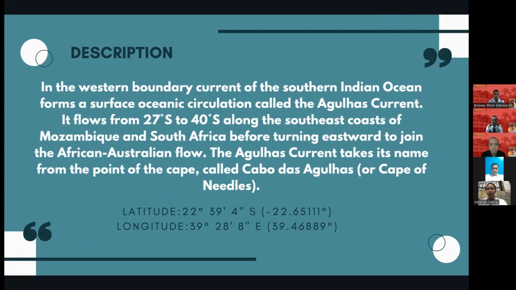The Agulhas Current takes its name from the point of the cape, called Cabo das Agulhas or Cape of the Needles. Its latitude on the map is 22 degrees 39 minutes and 4 seconds south. Longitude is 39 degrees 28 minutes and 8 seconds.